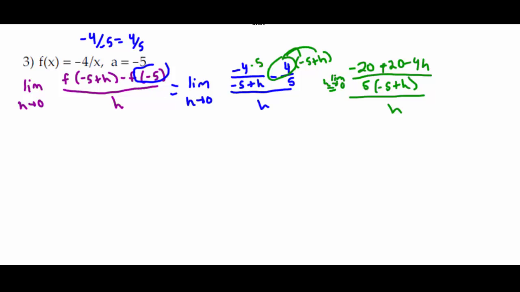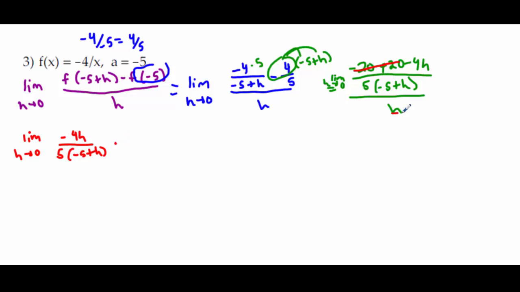Now things should cancel. -20 plus 20, giving me the limit as h goes to 0. -4h is still on top. It didn't get canceled. 5 times -5 plus h is on bottom.